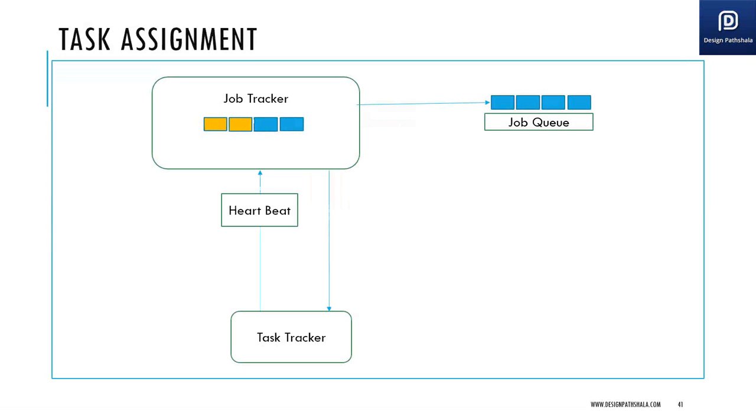And this task tracker keeps on sending heartbeat signals to a job tracker. As the data nodes keep on sending heartbeat signals to name node, these task trackers also keep on sending heartbeat signals to a job tracker.